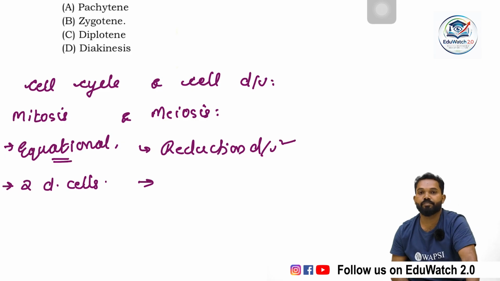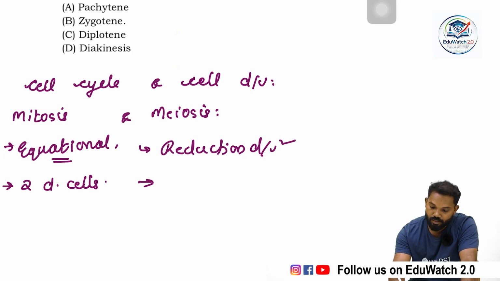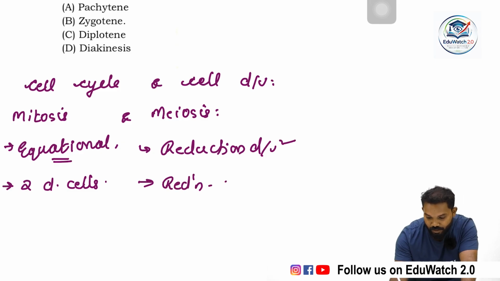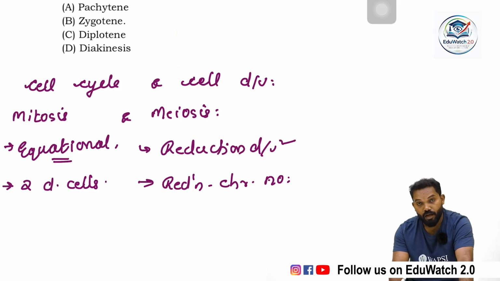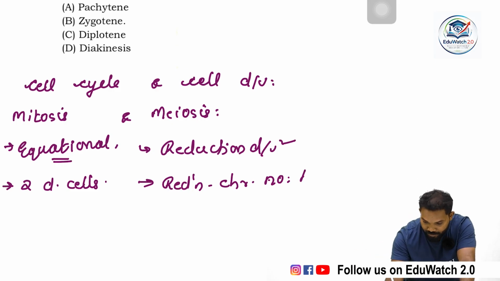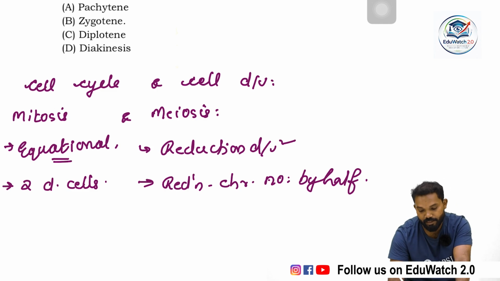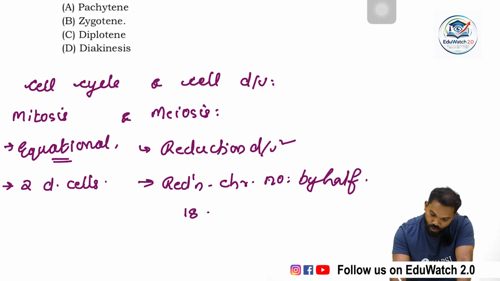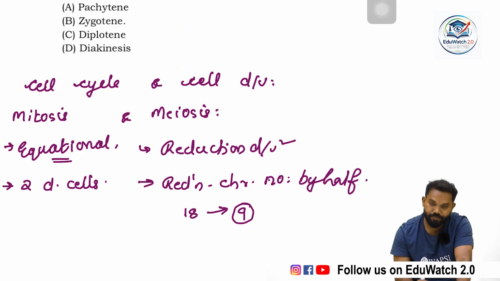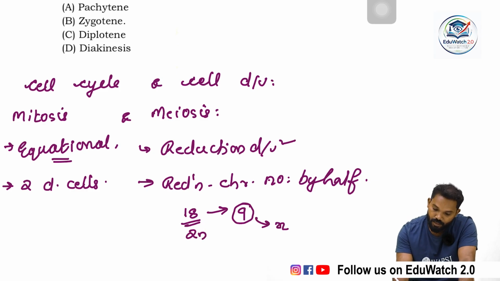Why the term reduction? Here the reduction is a reduction in the chromosome number. How much does the chromosome number reduce? By half, which means if the parent chromosome number is 18, then the daughter chromosome number is 9. Here 18 is the diploid chromosome number and 9 is the haploid chromosome number.